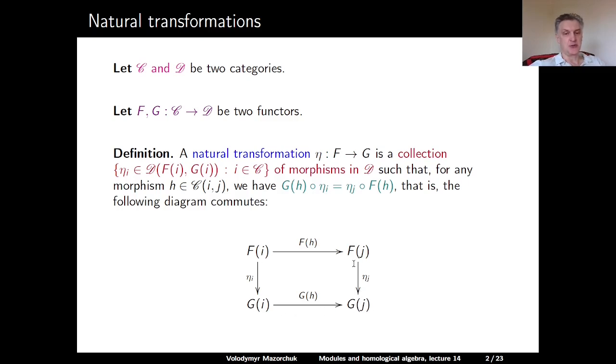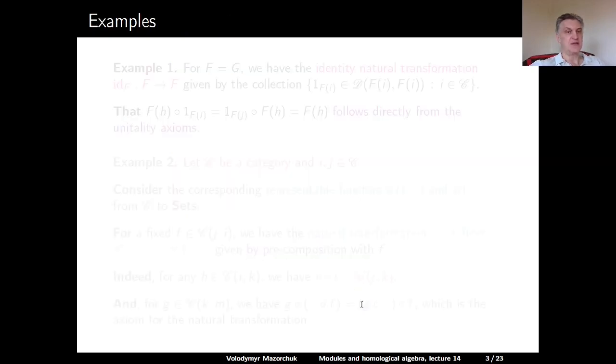So this square should commute. So G of h after eta I, this path, should coincide with the path eta j after F of h, this is this path. Here are some examples.